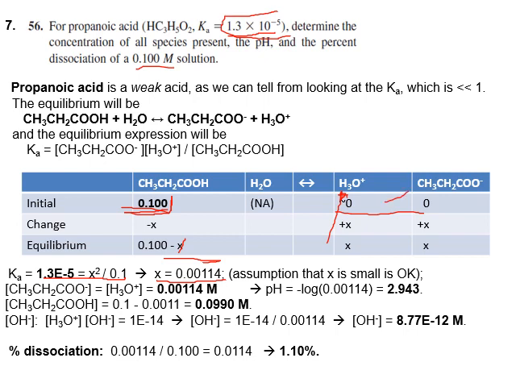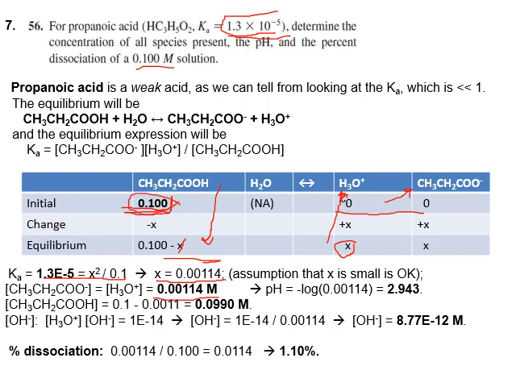Same thing here. That's the propanoate, and then the propanoic acid will be whatever number you get when you subtract 0.1 minus 0.00114. And then you could also do the OH minus if you want to, but you don't have to. To get it, all you have to do is divide 1 times 10 to the minus 14th by that number right there. And then it also wanted us to do the percent dissociation. So just whatever you got here for X, which was 0.00114, divide that by 0.1.